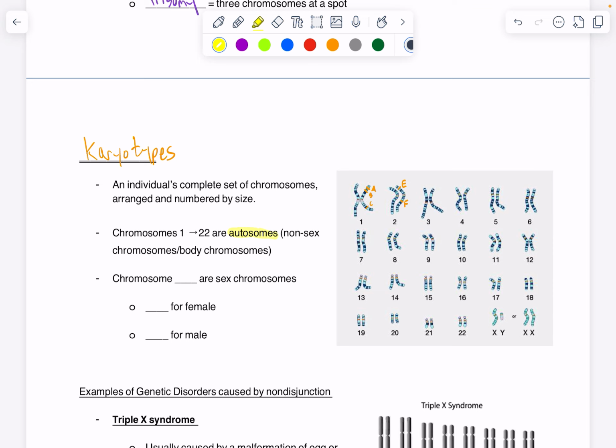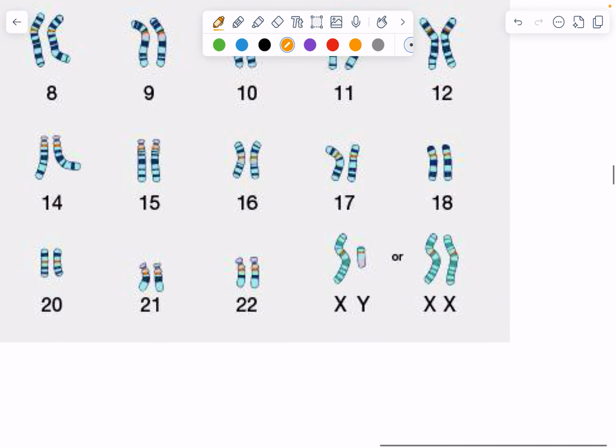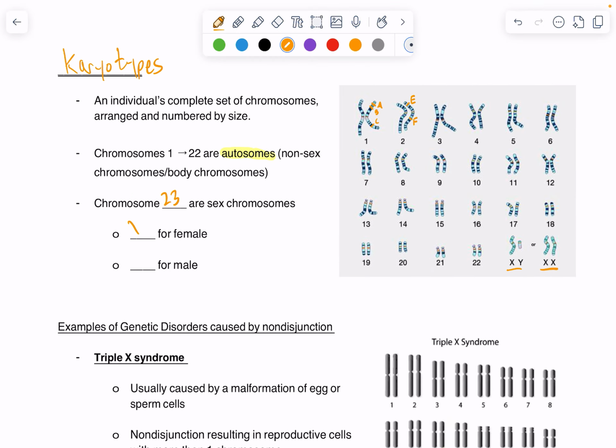This is just a normal Punnett square. And then chromosome 23, the last pair, are the sex chromosomes. And so a person's sex chromosomes can be XX or XY, XX for female, XY for male.